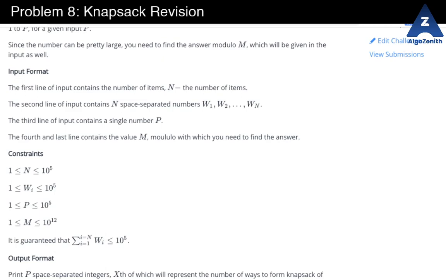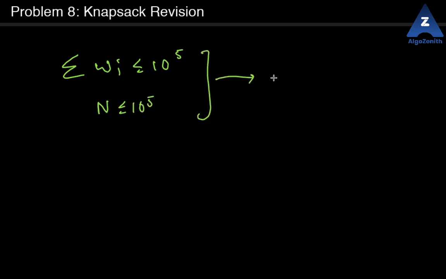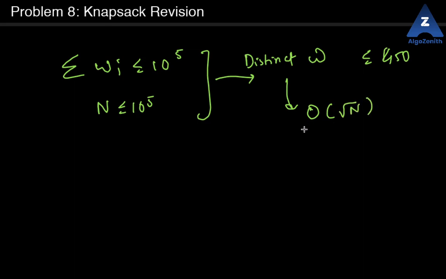Let's move to understanding this. You are given summation of wi is less than or equal to 10 to the power 5, right? This is what is given. Now n is also less than or equal to 10 to the power 5. With these settings, how many distinct weights are there? It turns out it is less than or equal to something around 450, like around 400 or 500. So the number of distinct weights would be order root n, or root of the sum of wi, I mean to say.